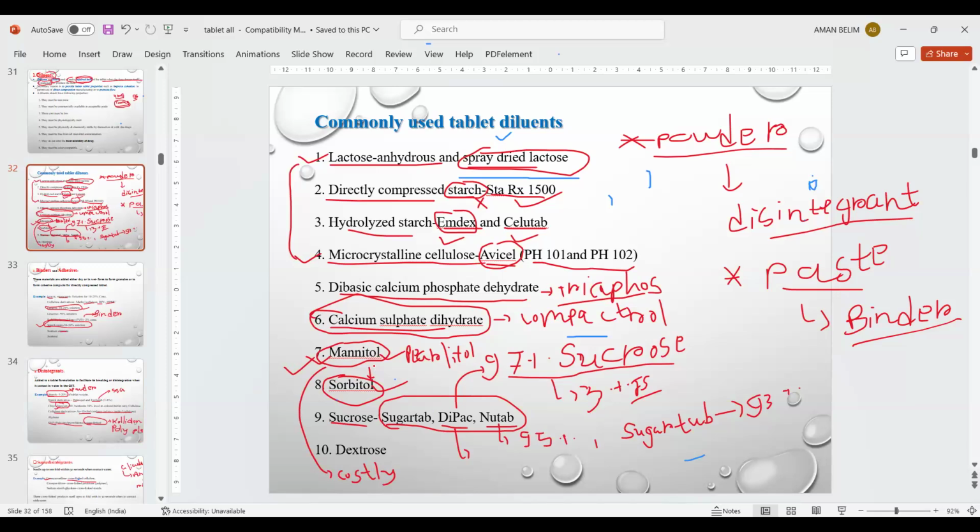They differ in their optical rotation only, right? Mannitol is very costly, and that's why sometimes sorbitol is mixed with mannitol, because pure mannitol is very costly. So it's the costliest diluent. The most expensive diluent is mannitol. Okay.